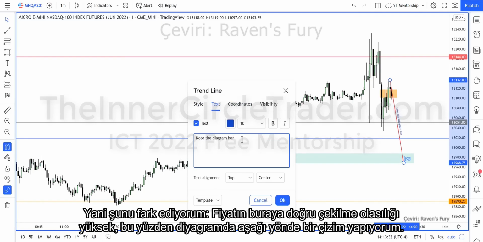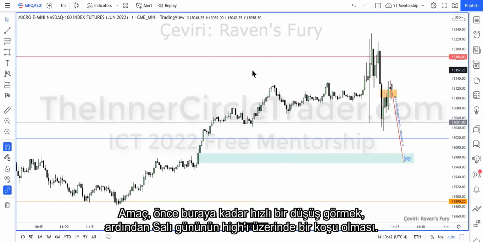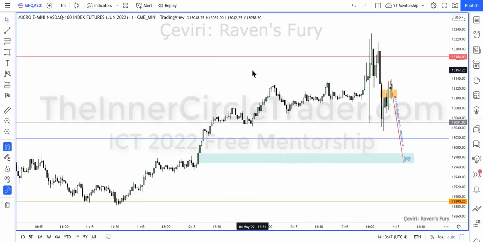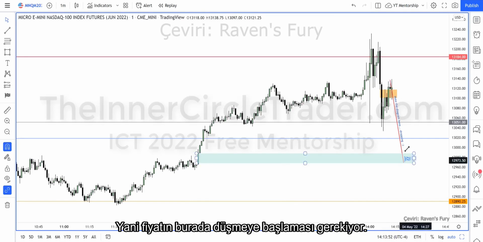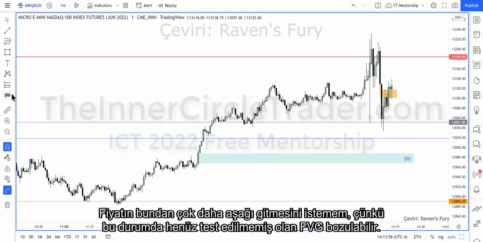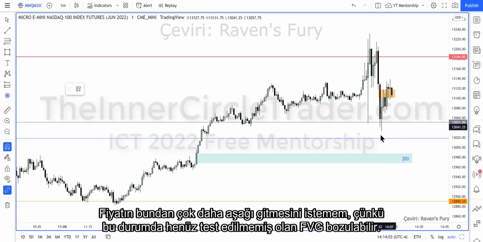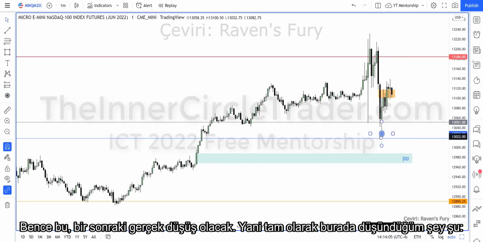So I'm noticing that it's likely to draw down here, so I'm drawing this out so that we can see the diagram is dropping, okay? The idea is to drop down here first. This is the quick move I'm looking for, then to run through Tuesday's highs. All right, so it should start dropping in here. I don't want to see it go too much more than that because that would upset the fair value gap that is not yet traded into. I think that's going to be the next real drop.